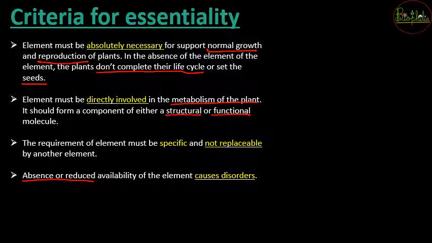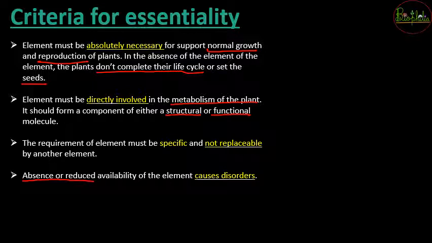So if the plant is suffering from any sort of disorders due to its absence or reduced quantities, that means it is an essential element and it is important for the plant to have that element. Next criteria is that the disorders are seen in that plant. The disorders किस वजह से थे? Because of absence or reduced availability.